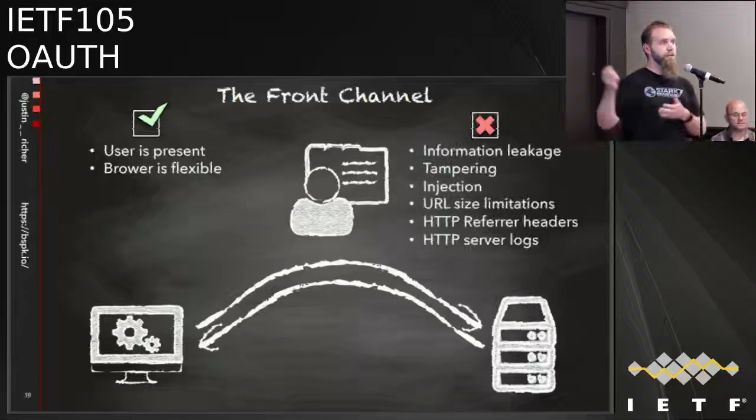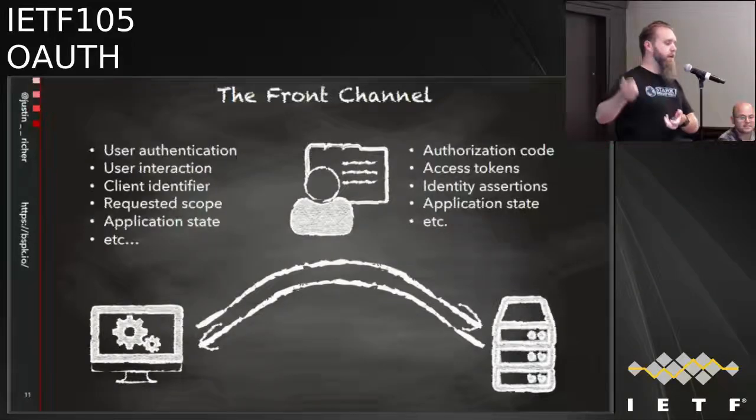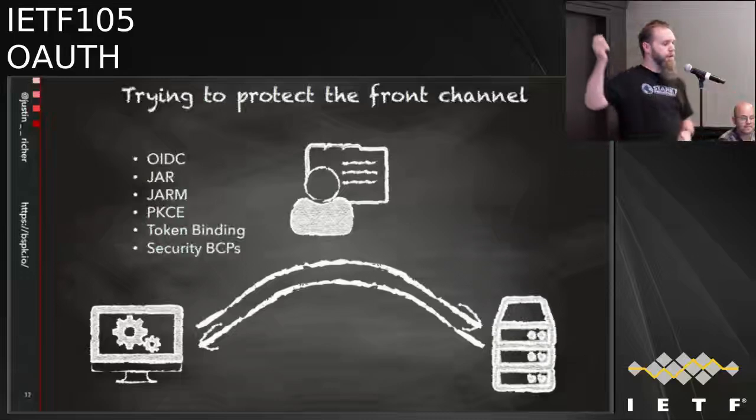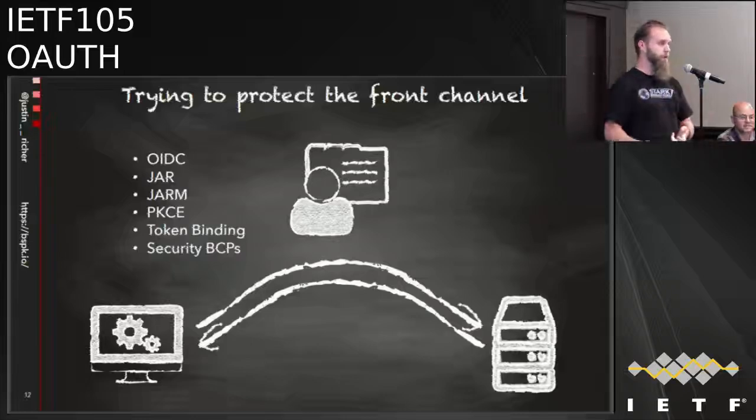front channel. Now, this is all reasonable to work with, except for the fact that OAuth 2 puts lots of things through the front channel. Right? There's a lot of stuff that goes on, and this causes a lot of problems. So many problems that we've got a whole list and an ever-growing list of specs to close holes in the front channel. So we're basically closing holes that we created in the first place.